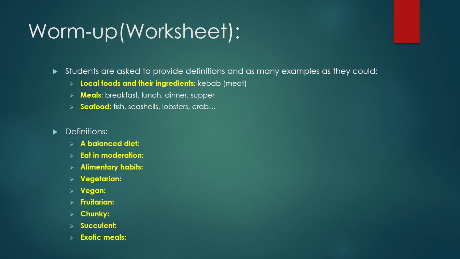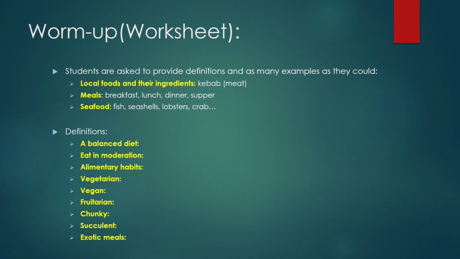Alimentary habits means basically any habits that you follow with regards to your eating. Either you will have breakfast early in the morning or you will eat too late at night. So these are different types of alimentary habits, positive or negative.